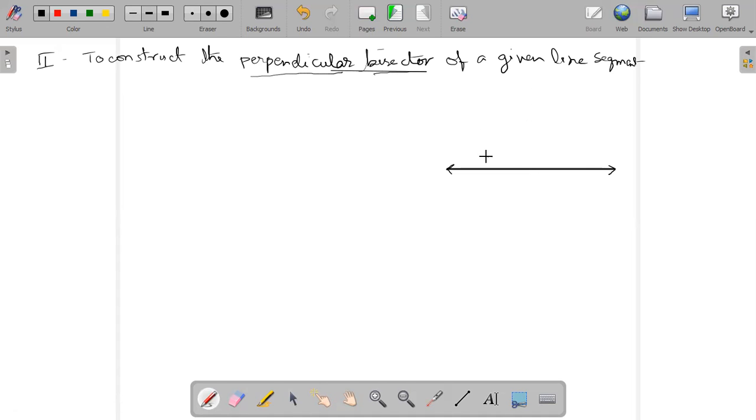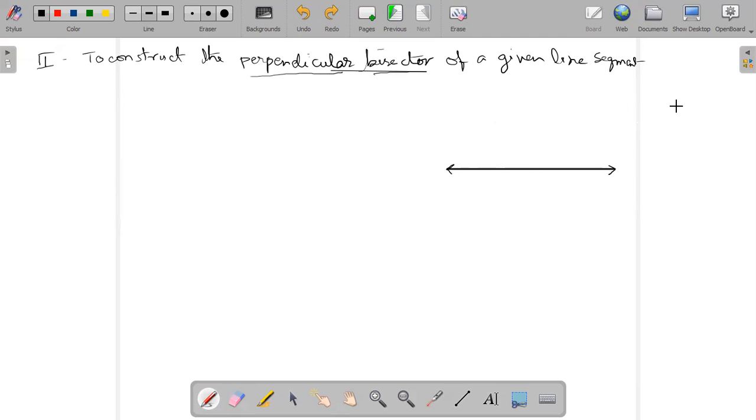If we say perpendicular only, there are many perpendiculars. This is a perpendicular, this is a perpendicular, but the perpendicular which passes through the middle point is called the perpendicular bisector.